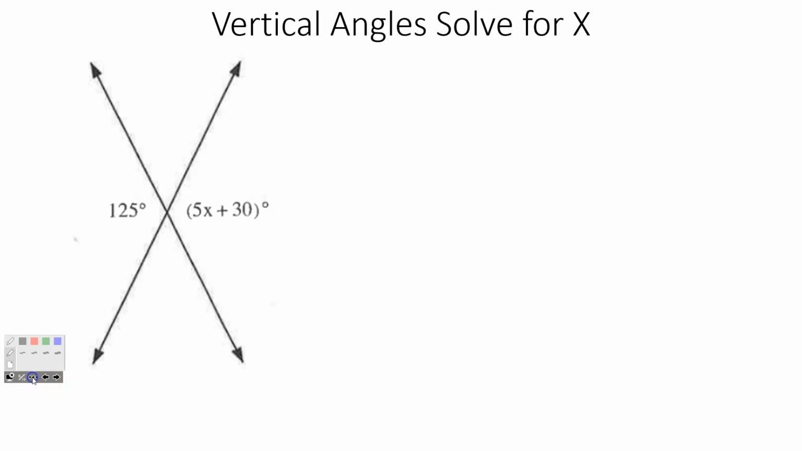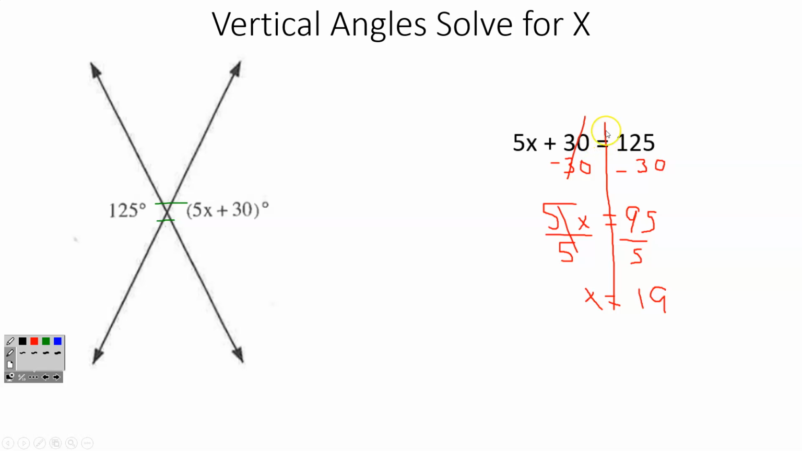Okay, so because these angles are across and equal to each other, we just have to put an equal sign in. So to do that, draw your fence. You're going to subtract 30 from both sides, which is going to give you 5x on this side and 95 on this side. That 5 and that x are connected through multiplication, so the opposite would be to divide. So we're going to divide both sides by 5. When I divide 95 by 5, I get an answer of x equals 19. Clap your hands if you got it correct.